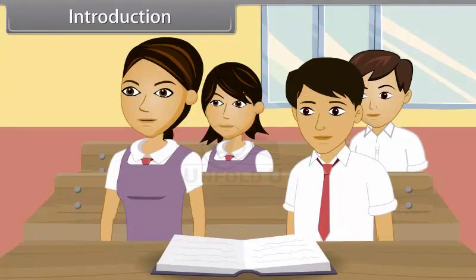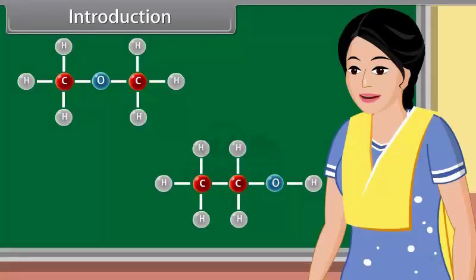Teacher, what is reaction mechanism? Reaction mechanism is a sequence of steps during which chemical reactions occur. In this lesson, you will learn isomers and fundamental concepts in organic reaction mechanisms. Objectives.